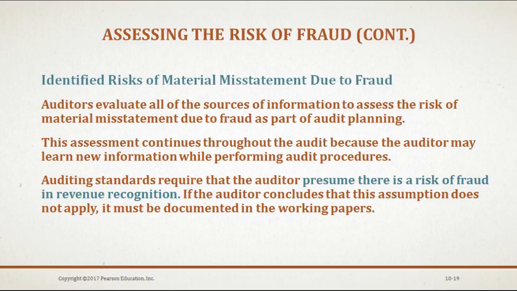Auditors evaluate all of the sources of information to assess the risk of material misstatements due to fraud as part of the audit planning. This assessment continues throughout the audit because the auditor may learn new information while performing audit procedures. Now, auditing standards require that the auditor presume there is a risk of fraud in revenue recognition. If the auditor concludes that this assumption related to revenue recognition does not apply, then the auditor must document this conclusion in the working papers.